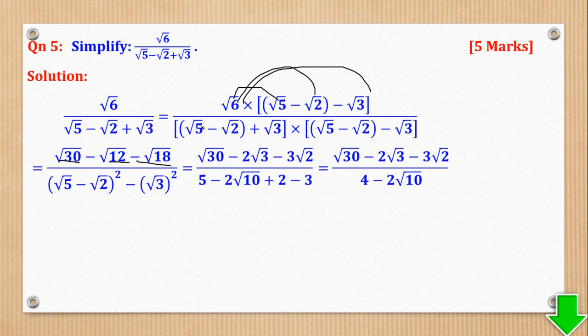For the denominator it is easier because it will be difference of 2 squares. So this squared minus this squared. Okay. Then we simplify. 12 is the same as 4 times 3, so square root of 4 is 2, that's why you see here 2. 18 is the same as 9 times 2, so square root of 9 is 3, that's why you see here 3.